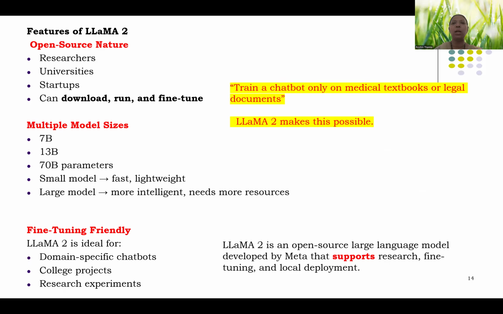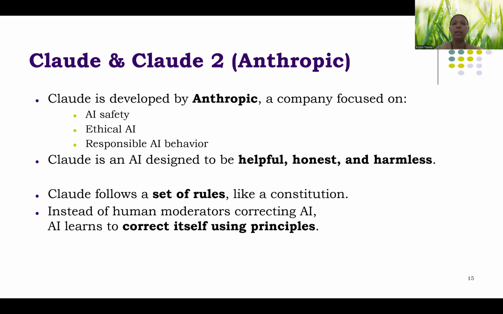The next one is Claude. So it is a product of Anthropic. And the main important focus of this Claude is AI safety, ethics is followed here. It has a responsible AI behavior. So it is basically designed to be honest and harmless. And it is following some set of rules like a constitution. Since it is using those rules, it can make sure of the safety and the ethics and all. So AI is learned to correct itself using the principles. There is no need of a human intervention.